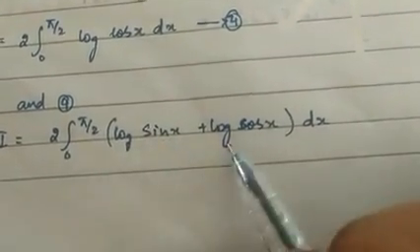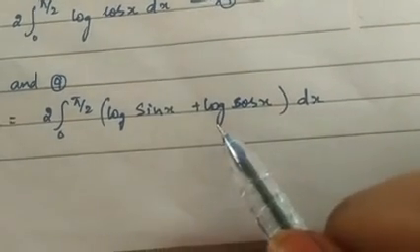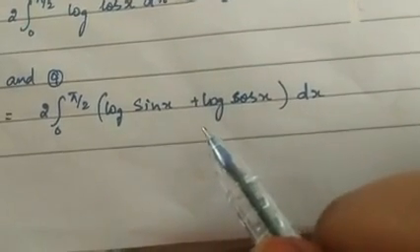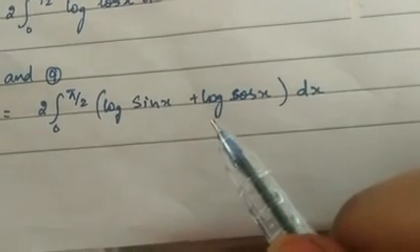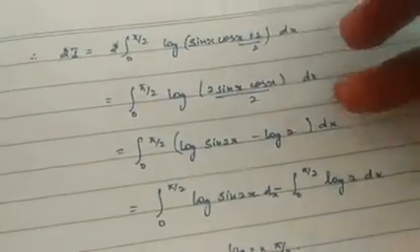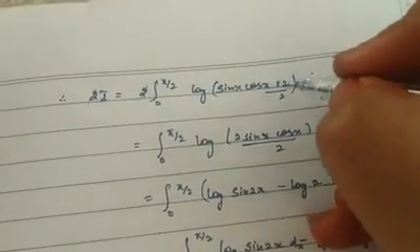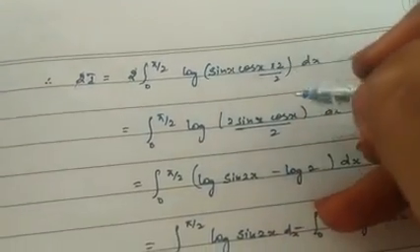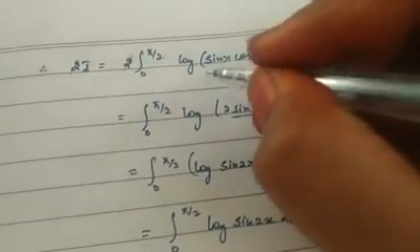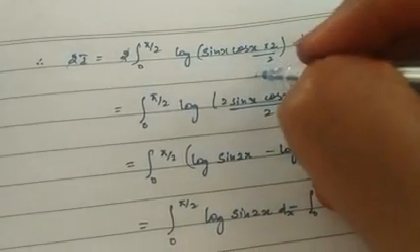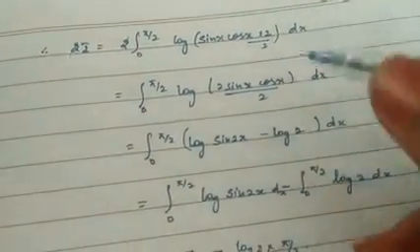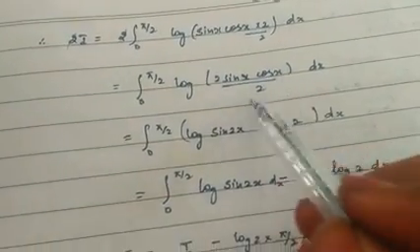Log a plus log b can be written as log a into b. Log a into b is nothing but log of sin x cos x, and you can add and subtract log 2, or you can multiply and divide by 2 in the next step. This I told in the previous video itself. Now this 2 into sin x cos x can be written as sin 2x, and log a divided by b can be written as log a minus b. Therefore, it can be written as log sin 2x minus log 2. Write the integral as well as the dx.